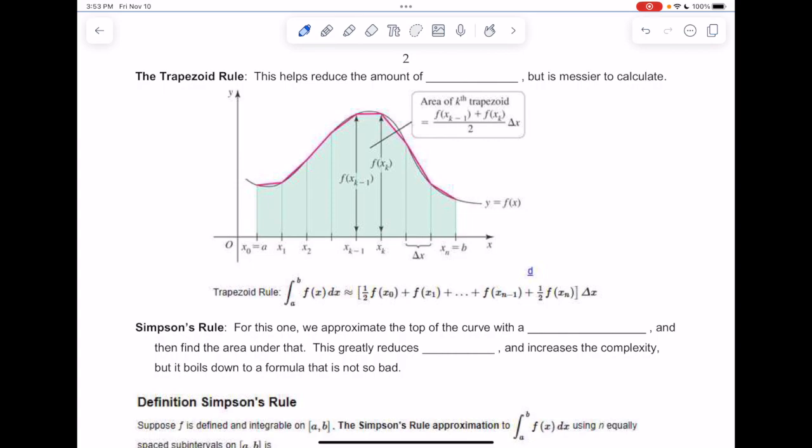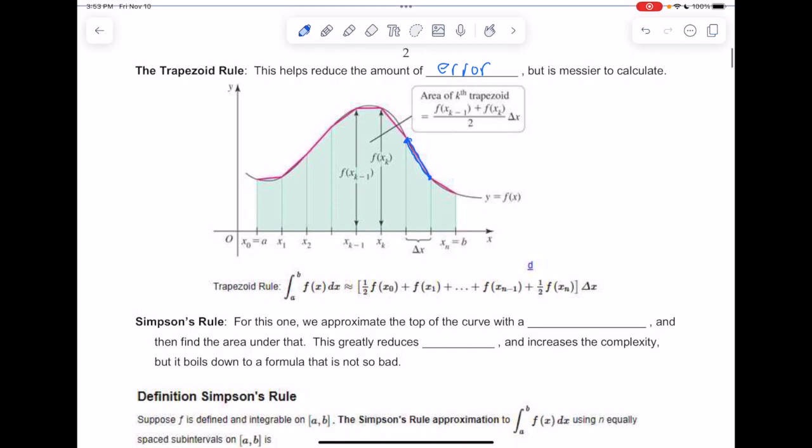All right, our next rule is called the trapezoid rule, and this one helps to reduce the amount of error, but it can be messier to calculate. So the way it tries to reduce the amount of error is instead of just doing a rectangle with a flat top, since a lot of times we have slanted curves, the idea is for any given rectangle, take the height at the left and the height at the right and connect those two with a straight line. And then when you find the area underneath that, you're doing the area of a trapezoid.